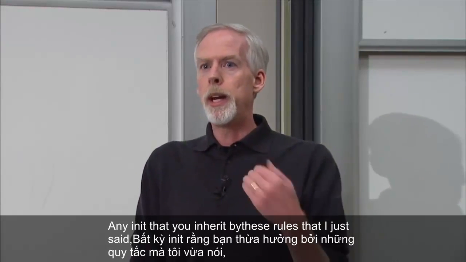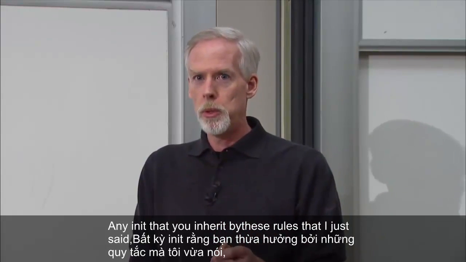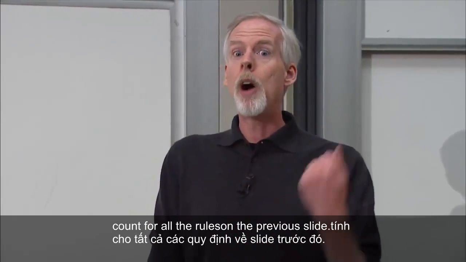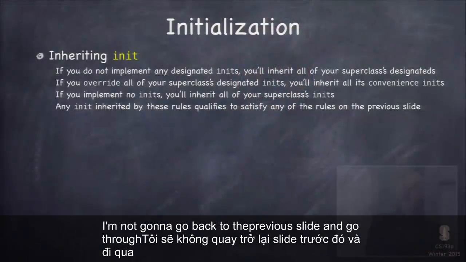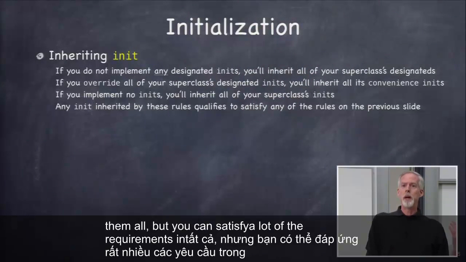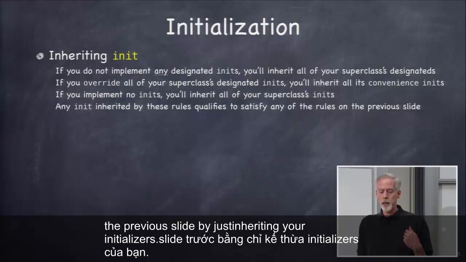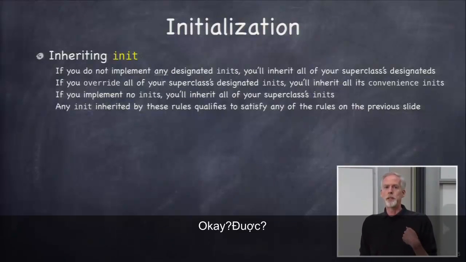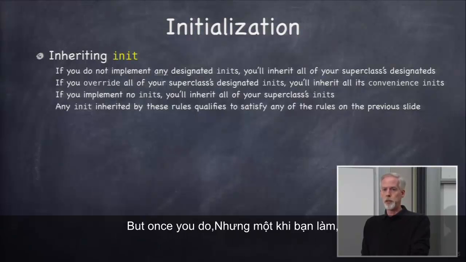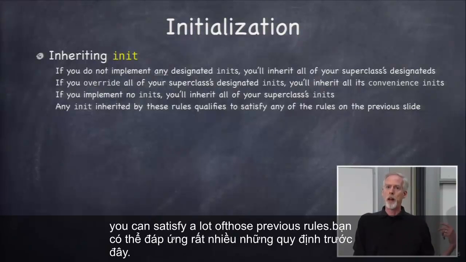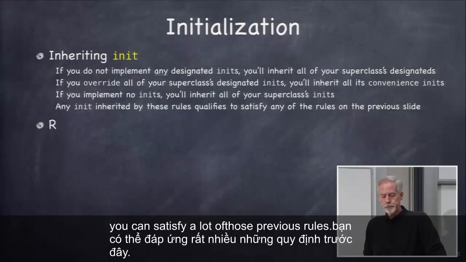Any init that you inherit by these rules that I just said counts for all the rules on the previous slide. Now, I'm not going to go back to the previous slide and go through them all, but you can satisfy a lot of the requirements in the previous slide by just inheriting your initializers. Okay? But you can only inherit them in these kind of restricted ways, but once you do, you can satisfy a lot of those previous rules.